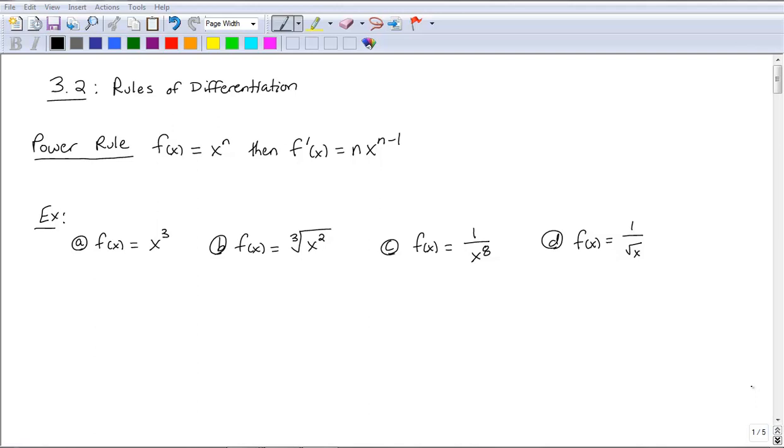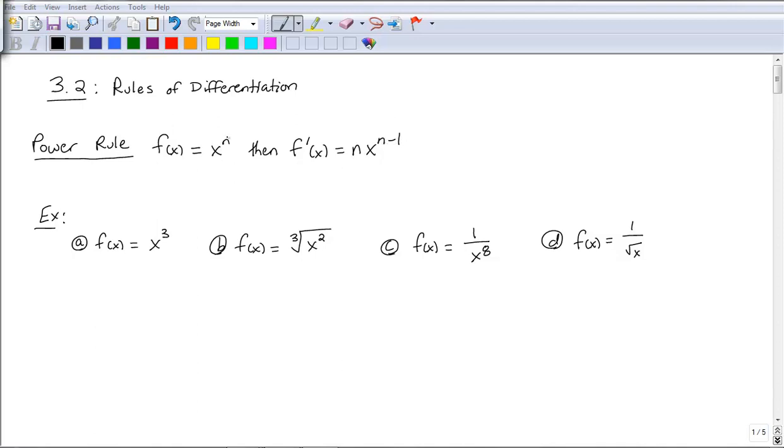And the biggest one, in 3.2, starts with the power rule. This is a way to find a derivative without having to plug into that big long limit, but you get the same answer either way. So what it says is that if I have f of x equals x to the n, where n is a number and x is the variable, when I take the derivative of x to the n, I take the n and multiply it in front, and then I take 1 away from the power. So that's all the power rule really says.